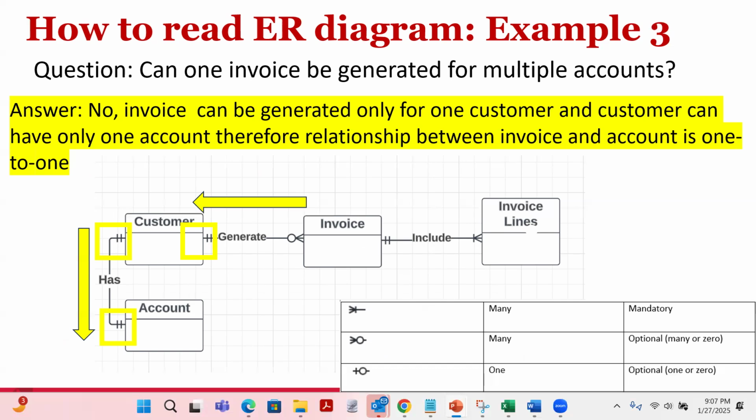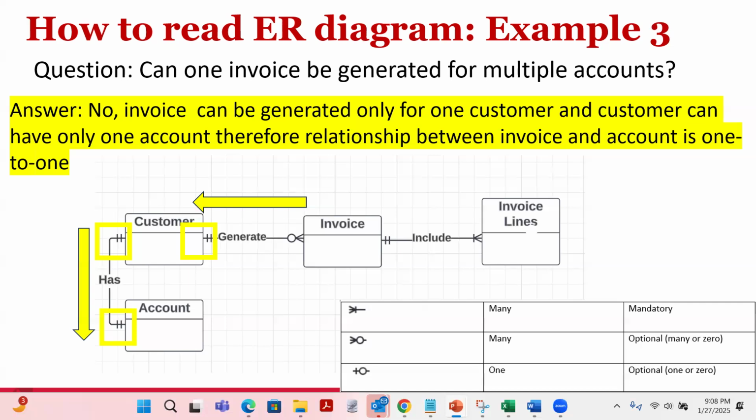But I promise you guys, by the end of the next class, you will know this crow's foot notation by heart. You would know what means what. It's pretty simple. It's just four different types of relationship. So the answer to this question is no, an invoice can be generated only for one customer, and a customer can have only one account. Therefore, the relationship between invoice and account is one-to-one.